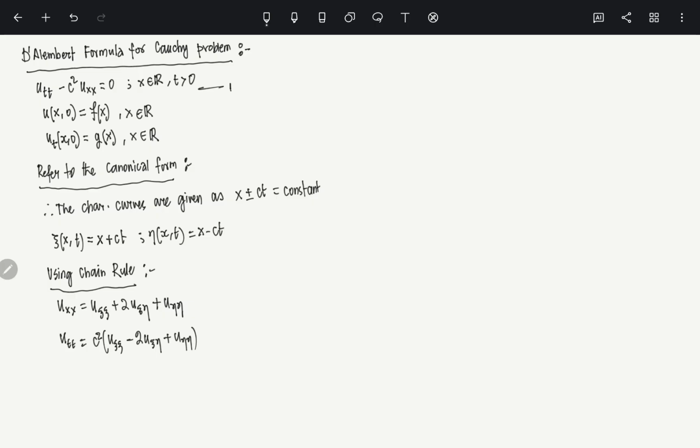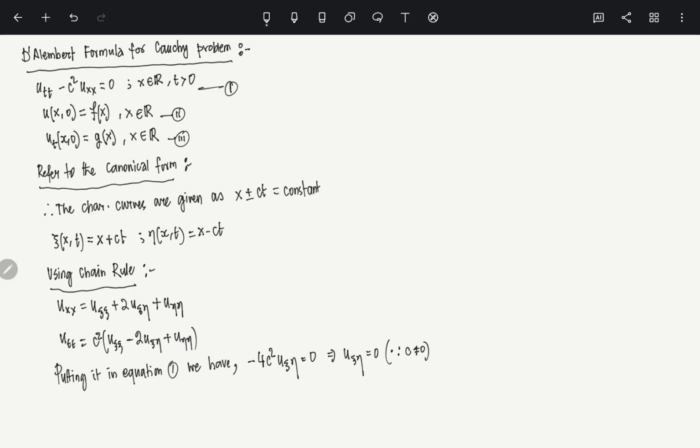Once you get this, we have to put it in our equation. Which equation? This equation. Let's just call these 1, 2 and 3. So we'll put this in equation 1. Putting it in equation 1, this equation gets transformed to a canonical form. This is also a canonical form, but we will transform into a much easier form. That will look like this: minus 4c squared u_xi eta equals 0. And since c is not 0, that we are assuming here, that will give you u_xi eta equals 0.